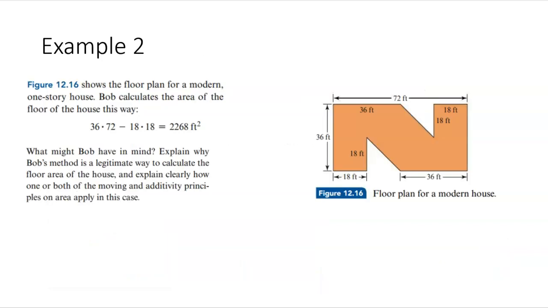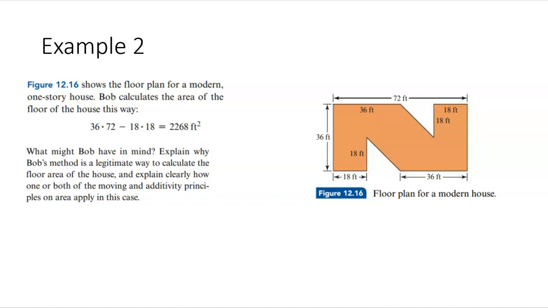So let's do an example. Here's a floor plan. Bob calculates the area of the floor this way. He says 36 by 72 minus 18 times 18. What might Bob have had in mind? Explain why Bob's method is legitimate and explain clearly how one or both of the principles were applied.